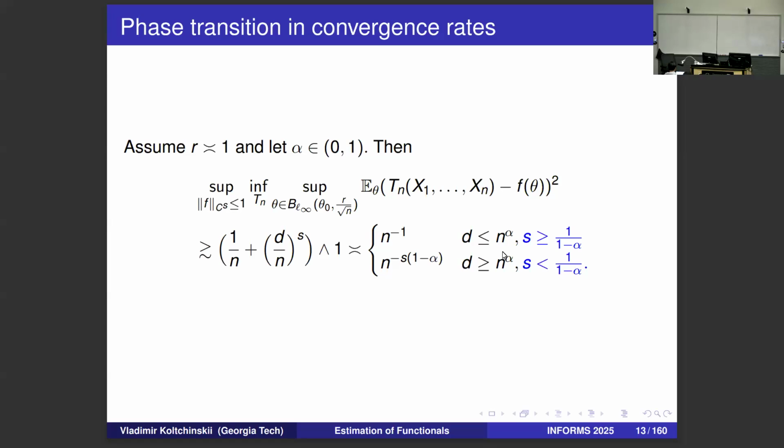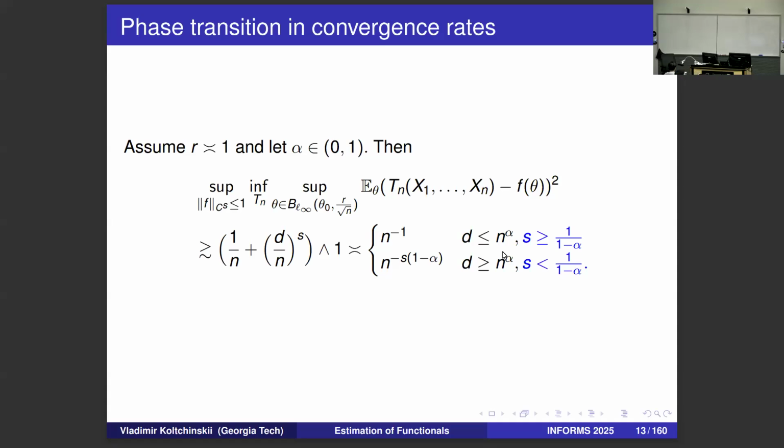Okay, and then if you look at this, you will see that there is indeed a phase transition between fast rates, right, and n to the power -1 rate will be fast for my purposes. It will happen when d is, for instance, less than n to the power alpha for some alpha between 0 and 1, and s is larger than the threshold 1 over 1 minus alpha, okay? And if d is at least n to the power alpha, but s is smaller, the rate becomes slower, okay?